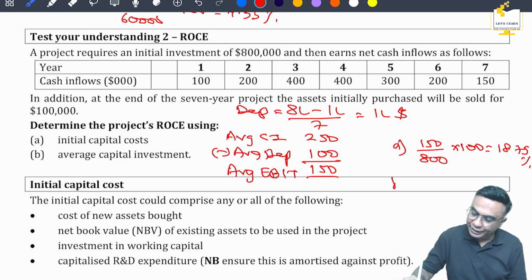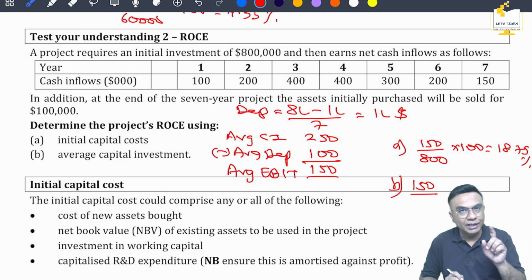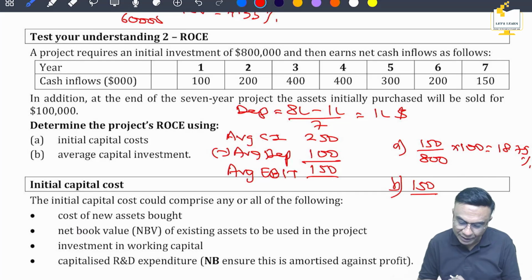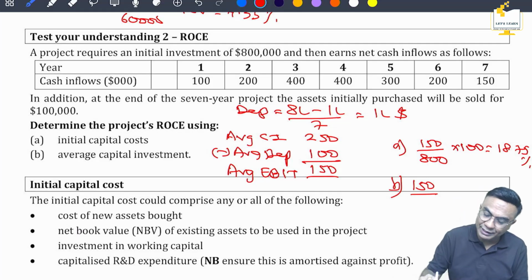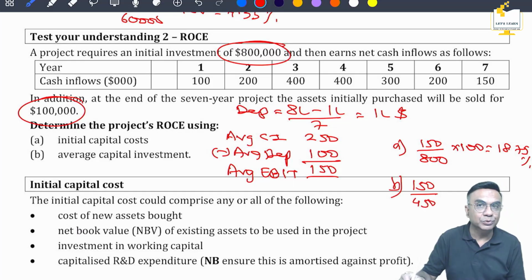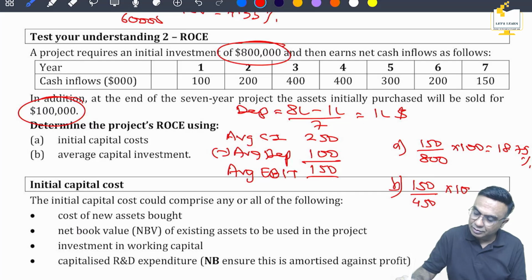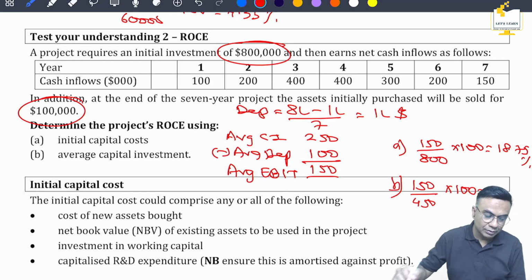Okay guys, then next one, average capital investment. So the average EBIT stays as it is in the numerator, and we divide by average capital investment. That is cost plus scrap, divided by 2. What is cost? 8 lakhs. And what is scrap? 1 lakh. So that will be 9 divided by 2, 4 lakh 50, so 450,000 into 100. Okay, so 150 divided by 450, 33.33%.